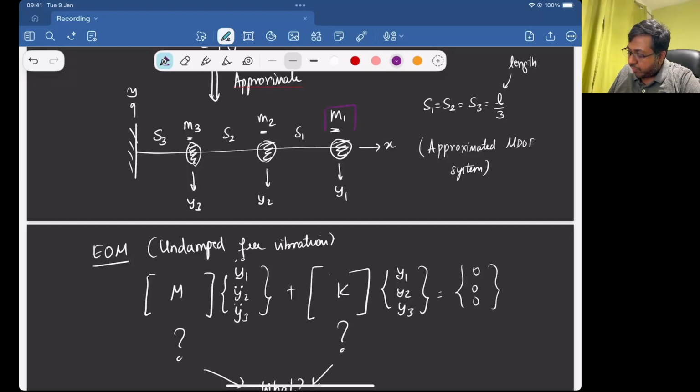So we don't know what M1, M2 and M3 are. We know the mass of the total structure. We know the density of the total structure. Assume it's homogeneous and isotropic. We know the area. We know the length. So we know the total mass of the structure. But how do you put this total mass into three separate masses that are M1, M2, M3? That is something that we still don't know yet.